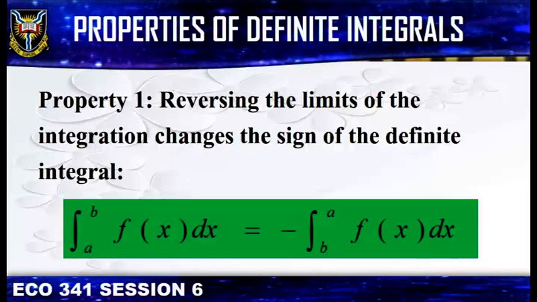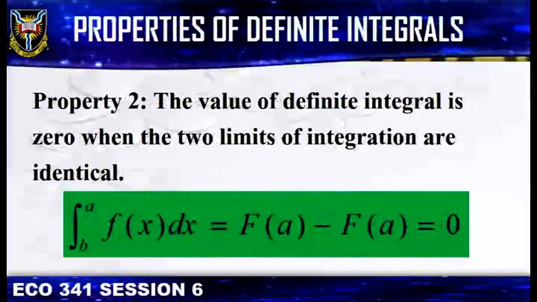Properties of definite integrals. Property 1. Reversing the limits of integration changes the sign of the definite integral. The integral from a to b of f of x dx is equal to minus the integral from b to a of f of x dx. Property 2.